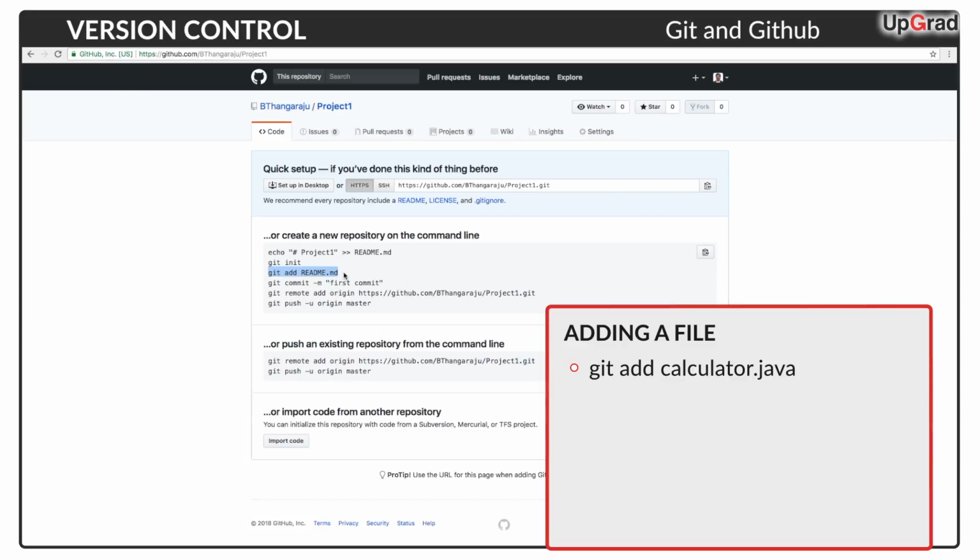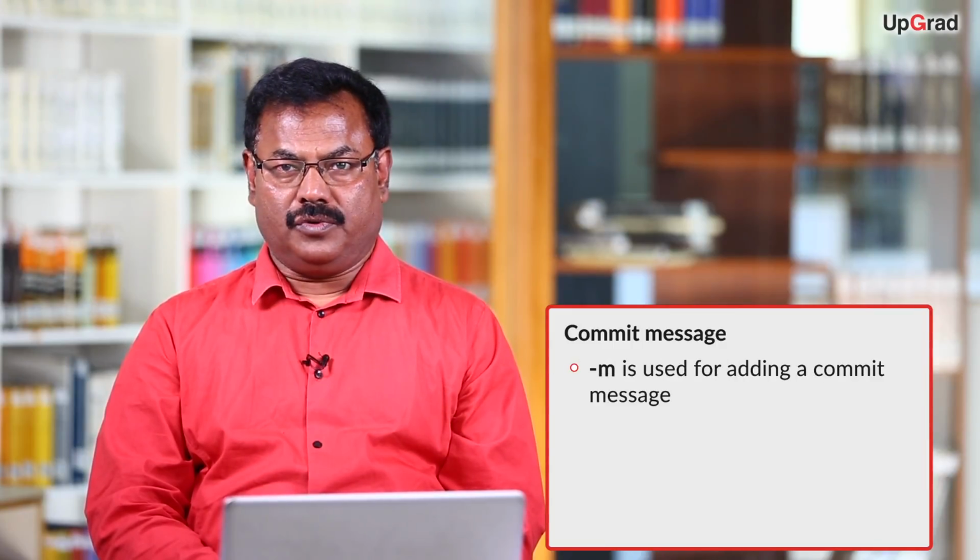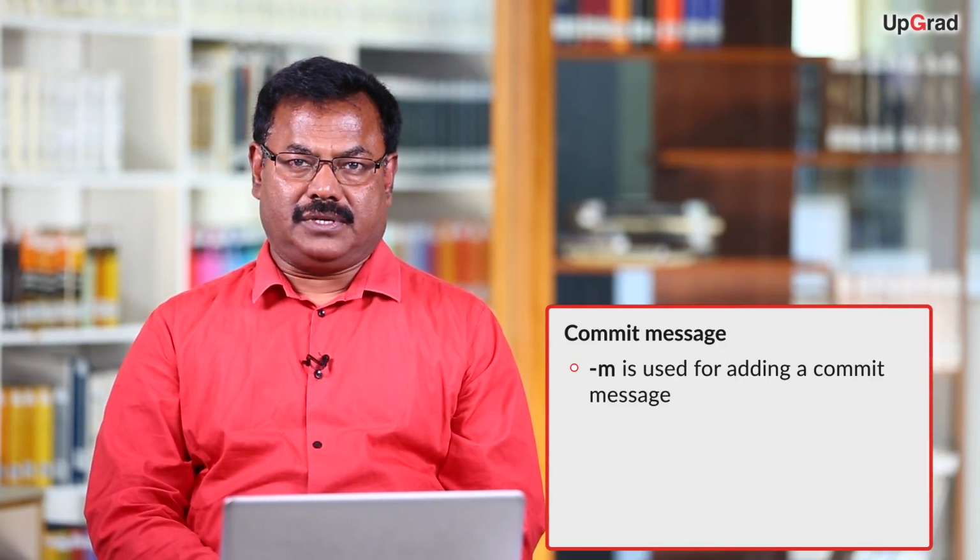readme.md is just an optional file in which we can write the documentation for our project. Then, git commit -m, and we have to give a meaningful message within double quotes. You can give whatever commit message you want. git commit helps in saving the changes, which means all the files in our staging area and their associated changes will be added to our development history. -m here is used for adding a message to our commit.